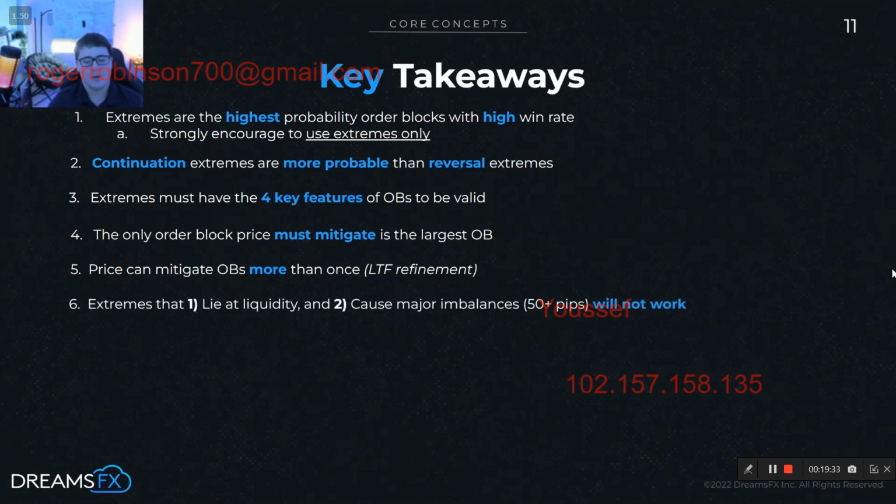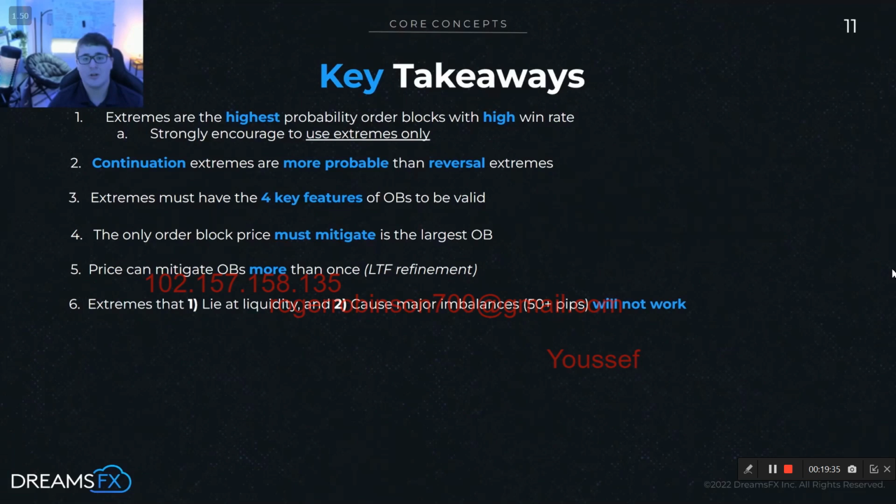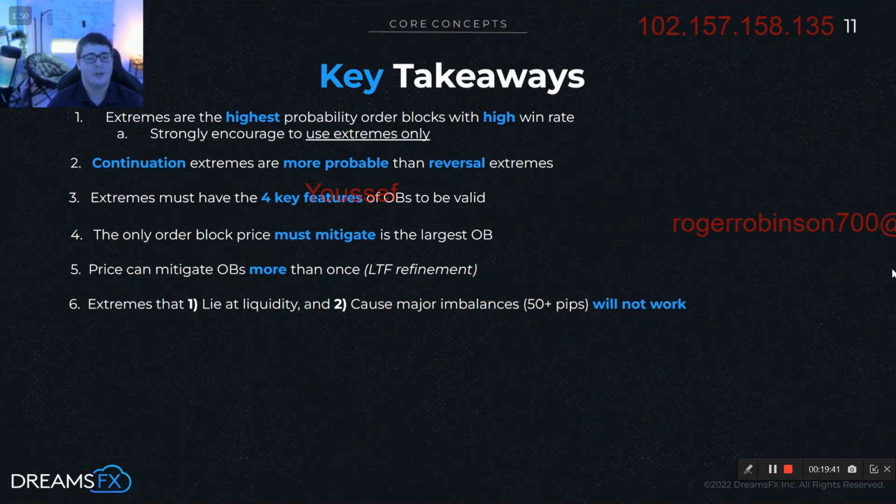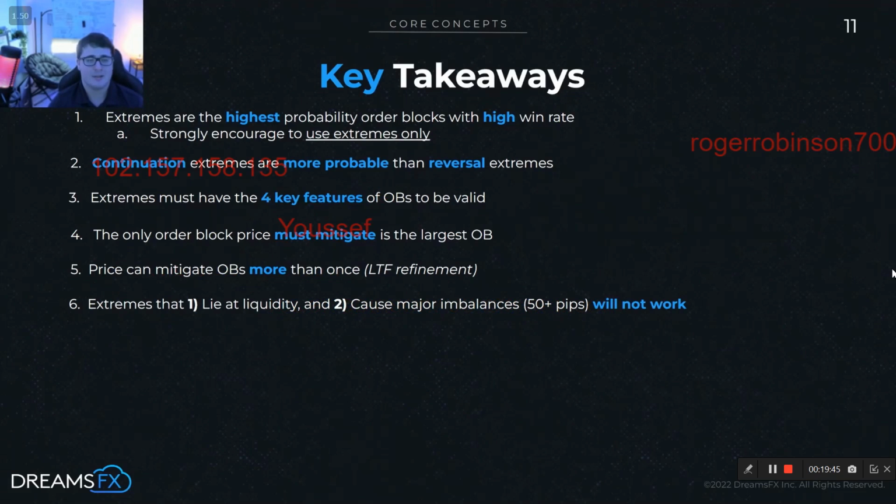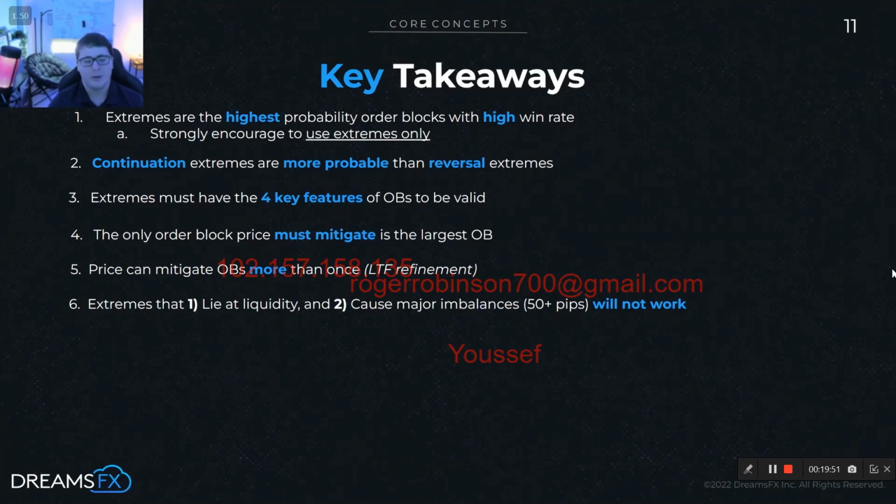So extremes that 1 lie at liquidity and 2 cause major imbalances will not work. When we talk about liquidity, we will specifically address what we're referring to. But essentially, if you have an order block in extreme that is lying at just basic forms of liquidity, from a basic understanding, equal highs, equal lows, it will not work because that will be targeted. If you don't know, don't worry. That will be covered extensively later on.